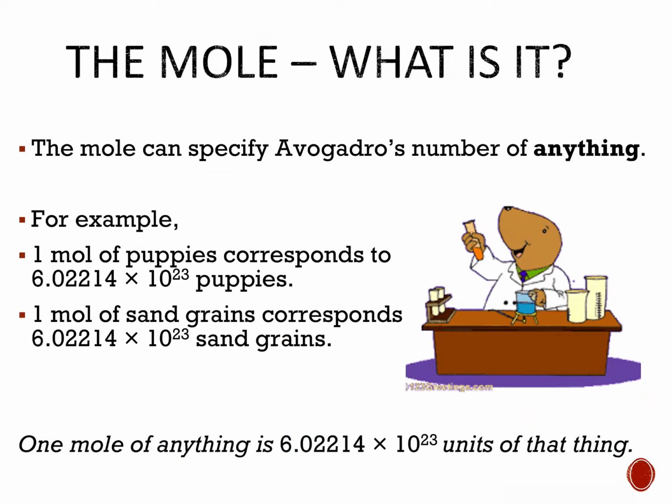So, the mole can specify Avogadro's number of anything. For example, if you had a mole of puppies, then you would have 6.02214 times 10 to the 23rd puppies, which would be a lot of puppies.